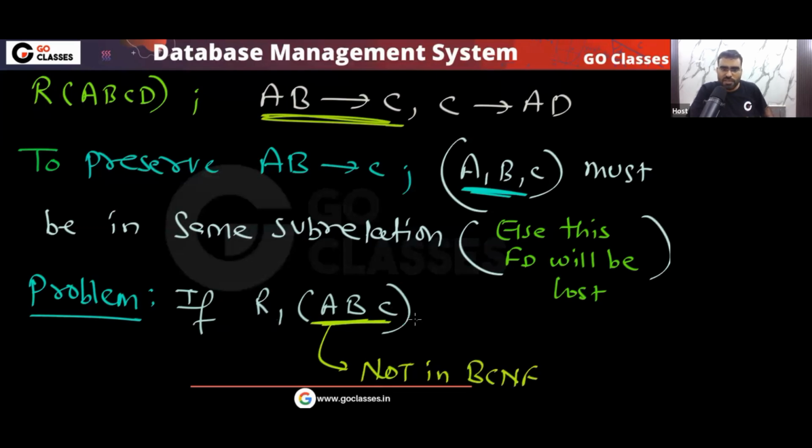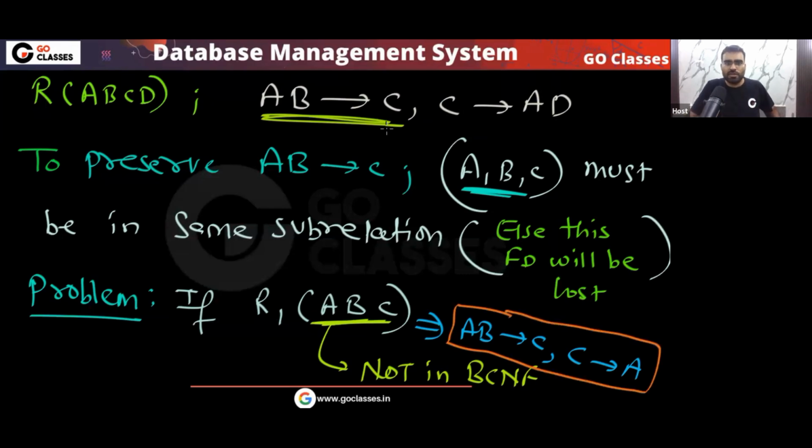Because if ABC are together, you can see AB will determine C, but C will determine A. Don't forget C determining A. Yes or no? I hope you are finding this interesting. If you put ABC together, then AB determines C, and C determines A. Now you can easily see that this is not in BCNF because C is not a super key. Is this clear?